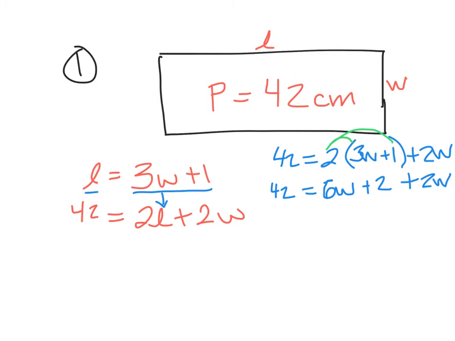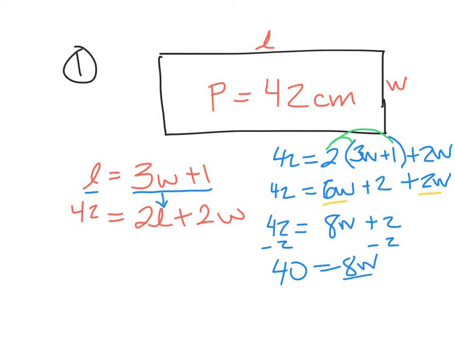Now let's combine like terms. We have 6w and 2w that we can combine, right? What's 6w plus 2w? 8w. Very good. Now I need the w by itself, so I'm going to subtract 2. Then I get 40 equals 8w. Divide to get the 8 away from w. So what's my w equal? 5. Very good.